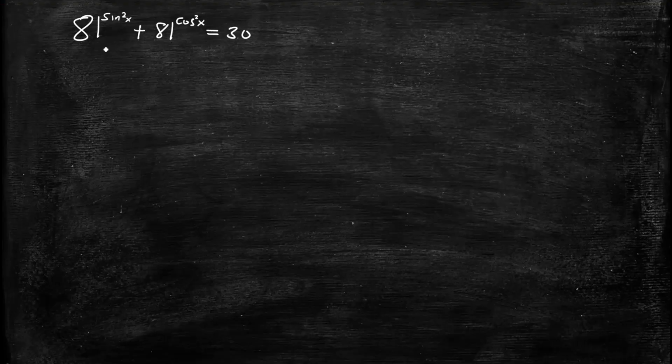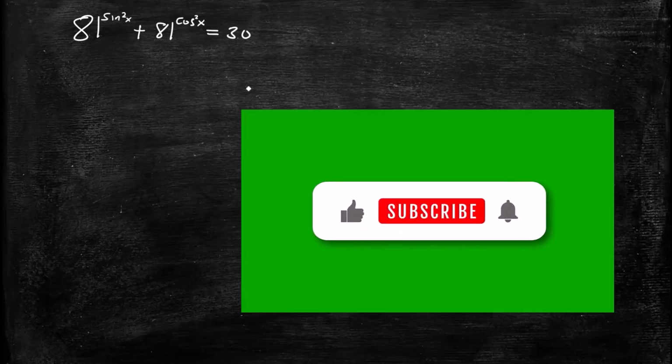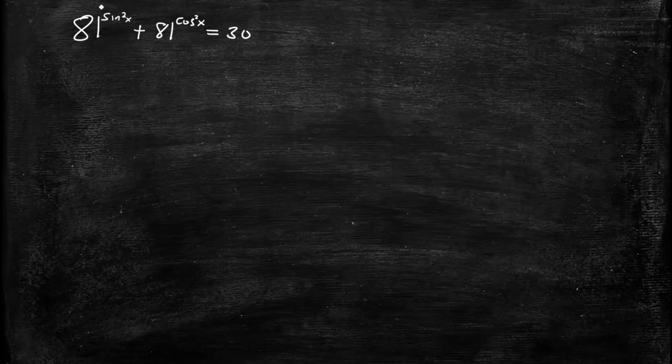All right, we are given 81 exponent sine squared x plus 81 exponent cos squared x equals 30. So we have to find all the solutions for x. Okay, so let's take this step by step. Now we have equal bases here, 81, 81. But the problem here is the sine squared x and the cos squared x. They are unequal here.